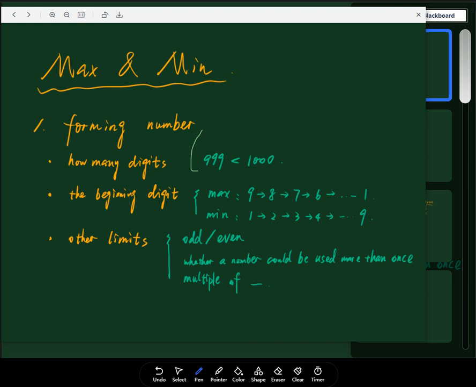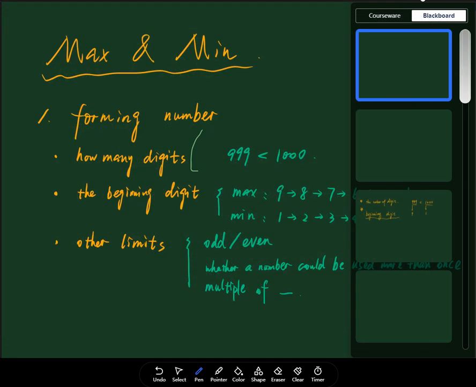If you need to make a small number, then 0 is one of the choices. So don't forget to use 0 in the second digit. It could make the whole number as small as possible. And then you need to take some other limits into consideration, like odd or even, whether a number could be used twice or more, or maybe whether the number needs to be a multiple of something.